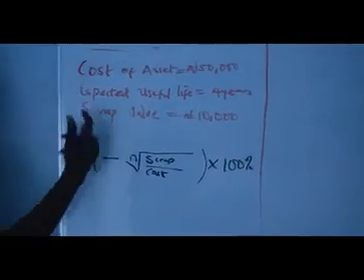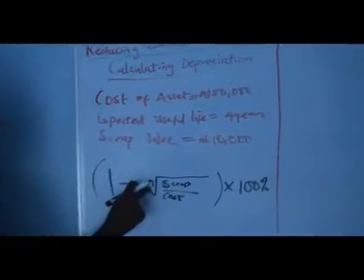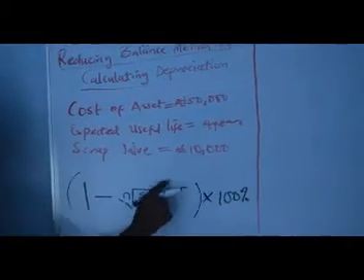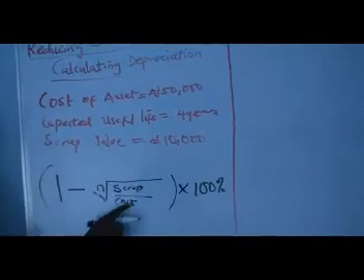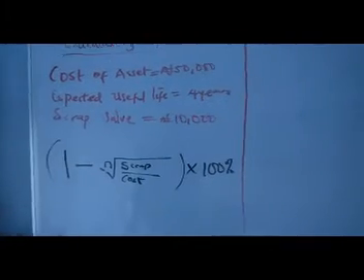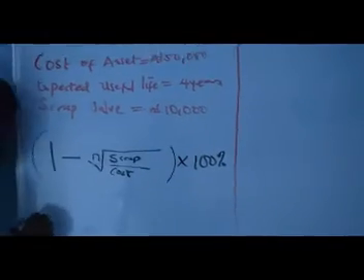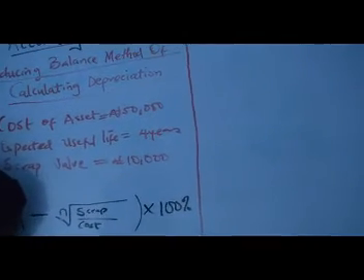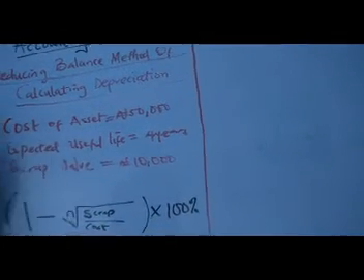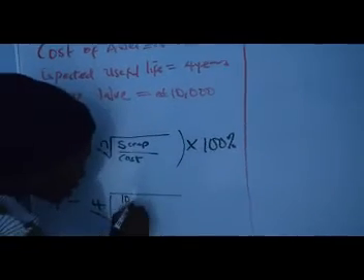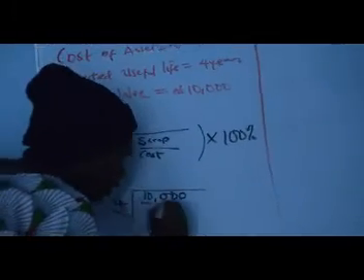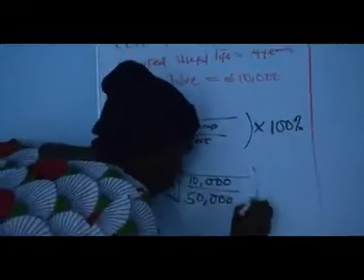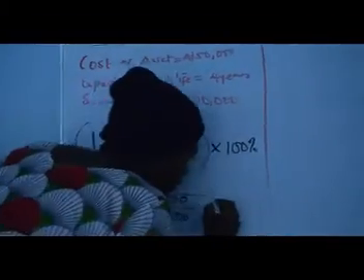So let's quickly fix in values. Our n here represents number of years, which is 4. Our scrap value here is 10,000. Our cost of asset is 50,000. So we'll be putting that quickly. So we'll be having 1 minus the fourth root of 10,000 divided by 50,000, multiplied by 100%.